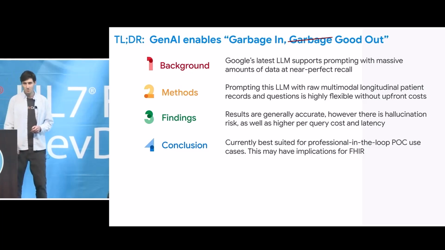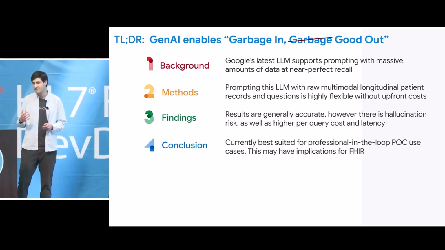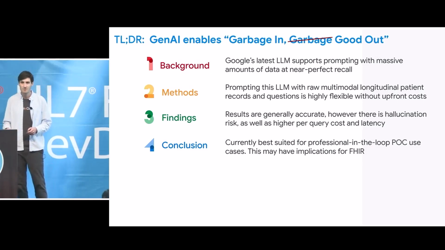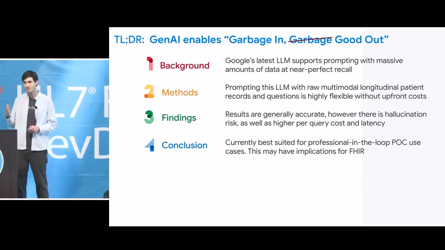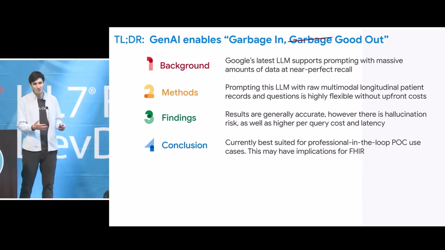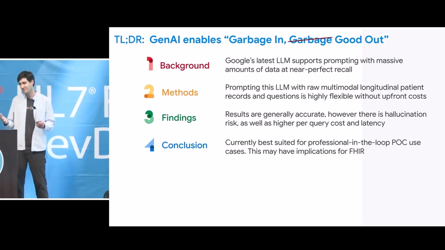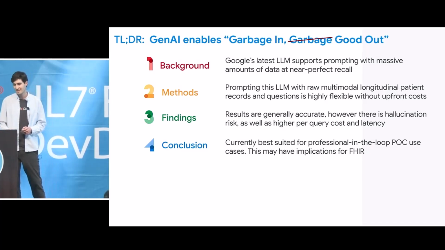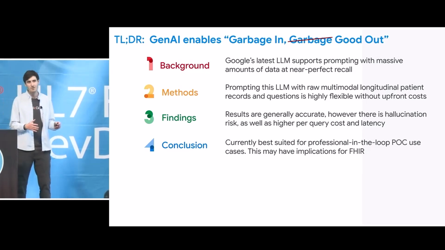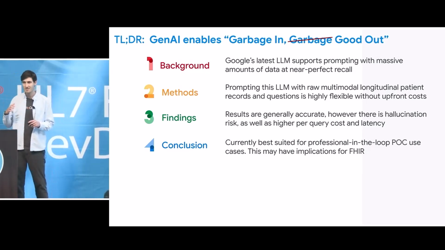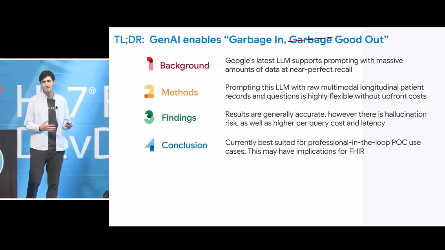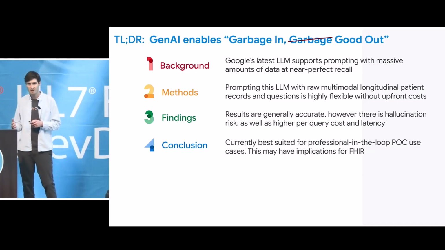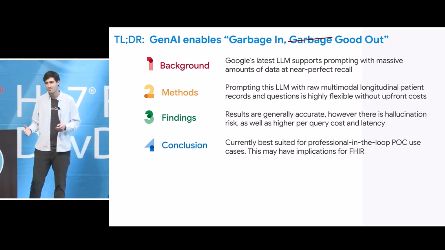And then lastly, okay, well, what can you do with this? I think today it's best suited for what we call professional in the loop. We don't just want to say human in the loop, because we don't necessarily think that it should be going straight into the hands of patients, although that's obviously their choice if they want to use the product for that. And it should probably be for proof of concepts today, as opposed to more expansive pilots or going into production. And this approach may have implications for the future of FHIR and when to use FHIR versus when to use FHIR as well as other data.